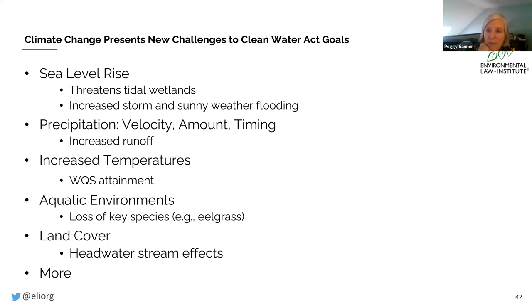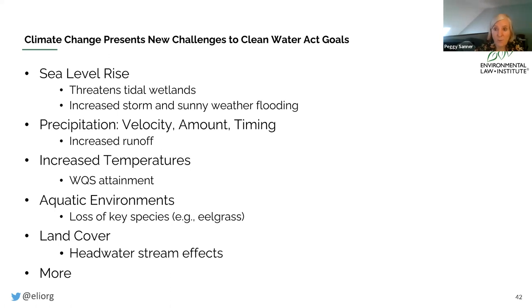Rising temperatures in the Chesapeake Bay, we're already seeing warmer water. It's a very shallow water body, and warmer water will have all kinds of effects on the habitat. Eelgrass, a really important underwater grass for that environment, is giving way to other grasses or no grasses at all because of, in part, increased temperatures.